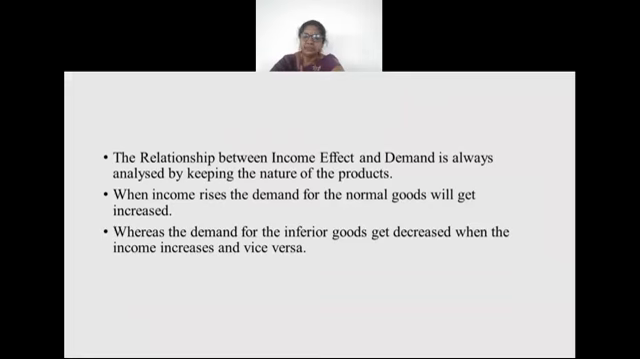Whereas the demand for inferior goods will decrease when the income increases and vice versa. What are inferior goods? One is costlier goods and the other is inferior goods. Normally in economics, they give the example of sugar and jaggery. When the sugar rate increases, people will purchase jaggery and eat it. But when income increases, the demand for inferior goods decreases. Why should they go for inferior goods? They will purchase good products and eat good products.